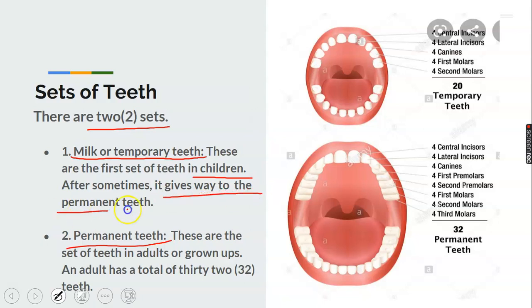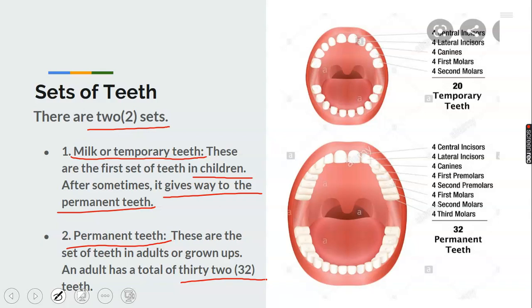That's why some of you sometimes say, oh, my tooth has fallen off. Of course, another one will grow in its place. Another one will fill that gap. The ones that are filling the gaps are the ones referred to as the permanent teeth. And these are the set of teeth in adults or grown-ups. An adult has a total of 32 teeth in his or her mouth. That's how many you can find.